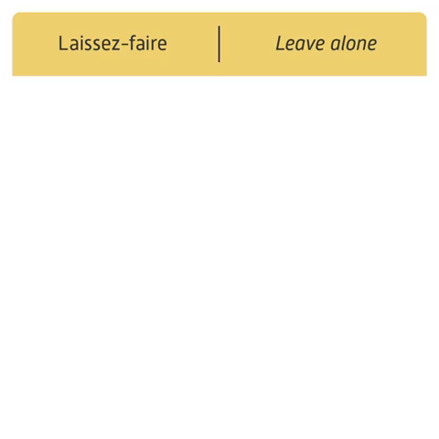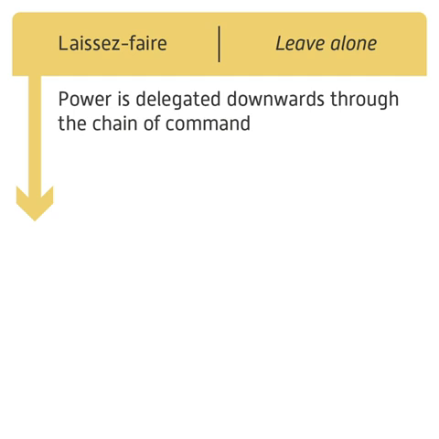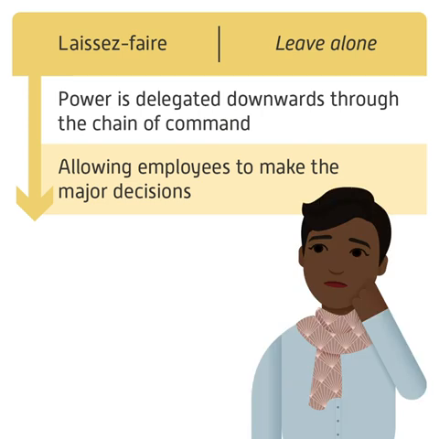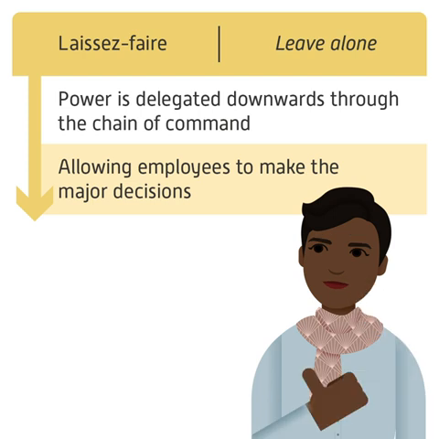Laissez-faire is a French term which can be roughly translated as leave alone, and this is exactly what this type of leader does. Power is delegated downwards through the chain of command, allowing employees to make the major decisions while the leader takes a more relaxed, trusting role at the helm. This leadership style can cause confusion if communication is poor, but if it's done well, it's very beneficial for engagement and motivation.